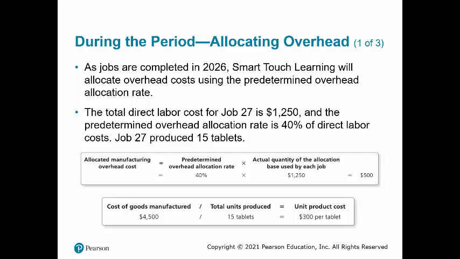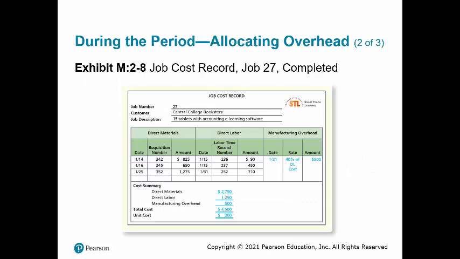Now, if we added up all of the direct materials, direct labor, and manufacturing overhead for job 27, we would get $4,500. And if we produce 15 tablets, that would give us a unit product cost for each tablet of $300. And when we look at the completed job cost record for job 27, we can see now that all of the direct materials, all of the direct labor, and the manufacturing overhead have all been entered on the job cost record. We add up all of those amounts and we get a total for the job of $4,500. And again, if we divide that by the 15 tablets that were produced as part of this job for the Central College Bookstore, we can determine that the unit cost would be $300 per tablet.